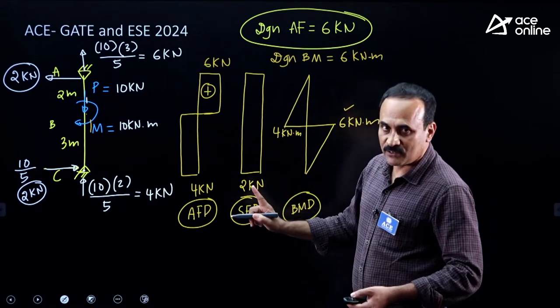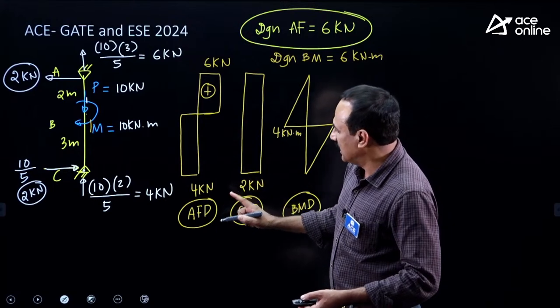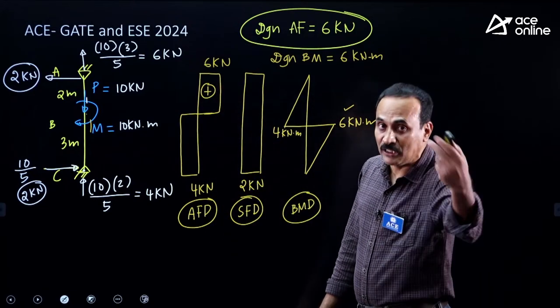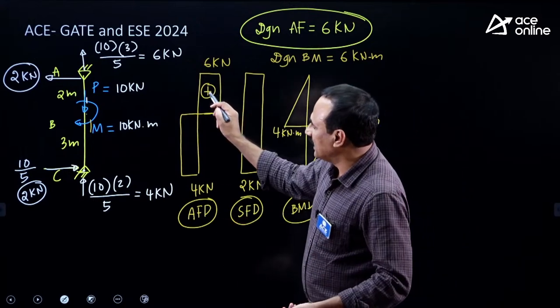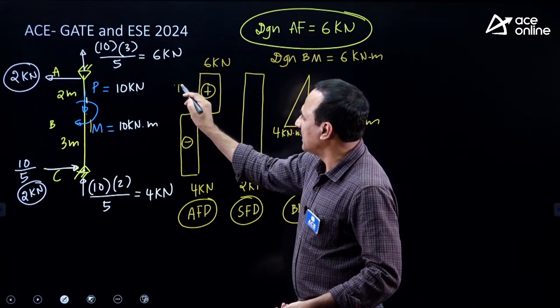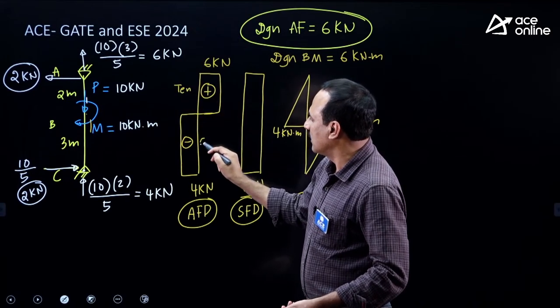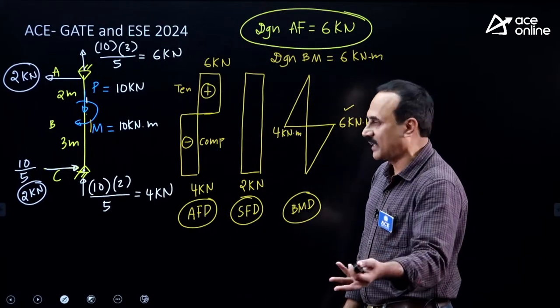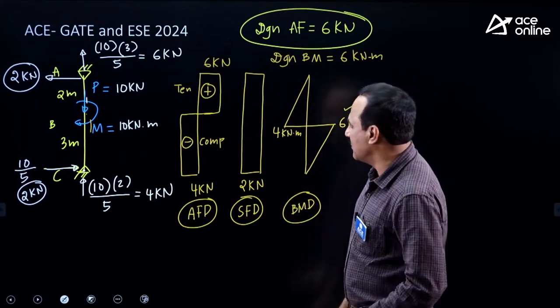Shear force is constant, so 2 kN is the design shear force, and the design axial force is 6 kN. Only the magnitude we will take. So this is tension, this is compression actually. Plus is taking tension, this is compression. Generally we will take the higher magnitude of the force for the design.